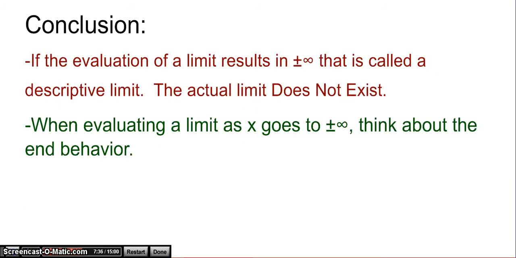Anyway, conclusion. If the evaluation of a limit results in plus or minus infinity, that's a descriptive limit. The actual limit does not exist, but we use the descriptive limits now. So don't write does not exist, write infinity or negative infinity. When evaluating the limit as x goes to positive or negative infinity, think about the end behavior. So it's going to approach a horizontal or an oblique asymptote. That's the end of our notes.